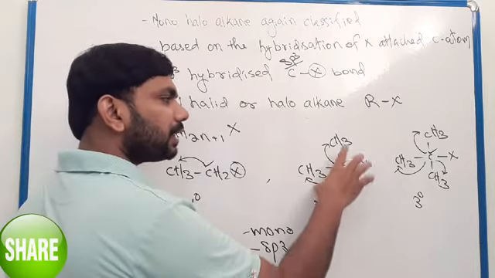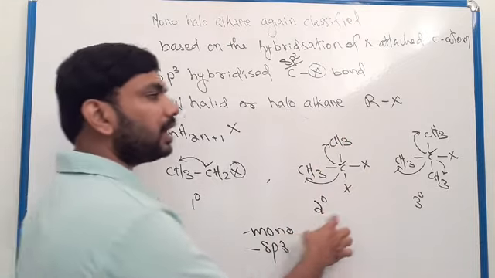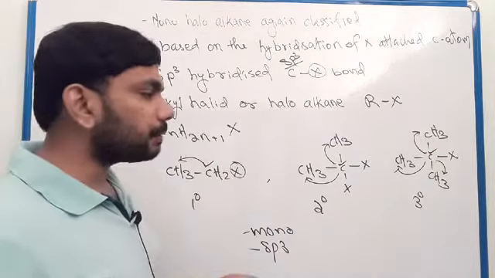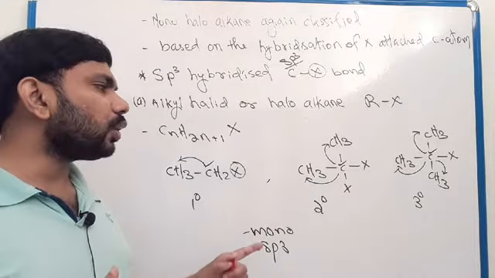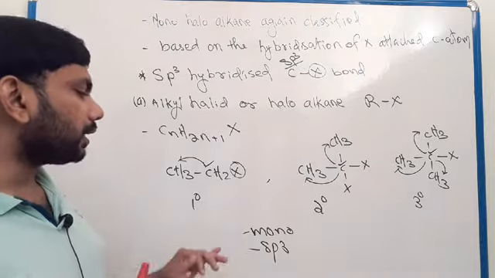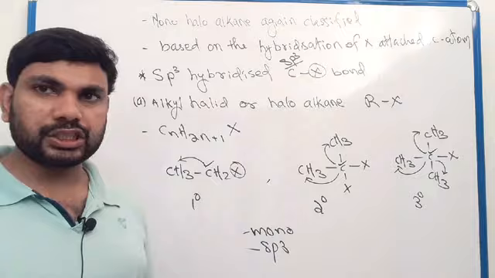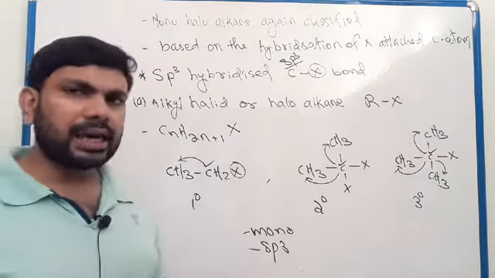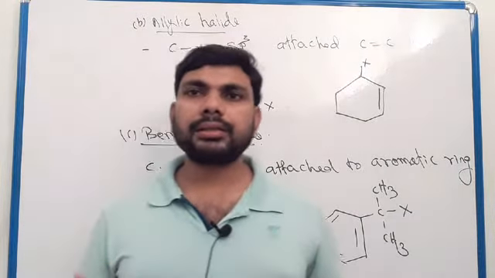Halogen attached carbon directly attached to another carbon atom. This is secondary haloalkane. Halogen attached carbon directly attached to three different carbon atoms. This is tertiary haloalkane. Primary haloalkane, secondary haloalkane, tertiary haloalkane. Okay, so all these are monohaloalkane. In all cases halogen attached carbon is sp3 hybridization, but they are different types: primary, secondary, tertiary haloalkane. Clear? Okay, next one, another classification.